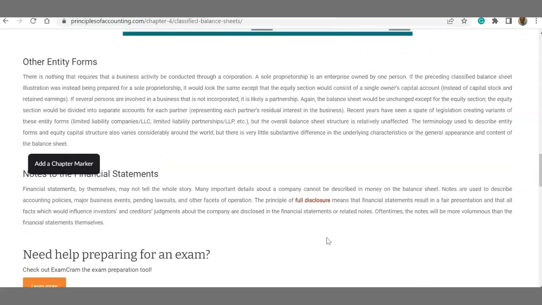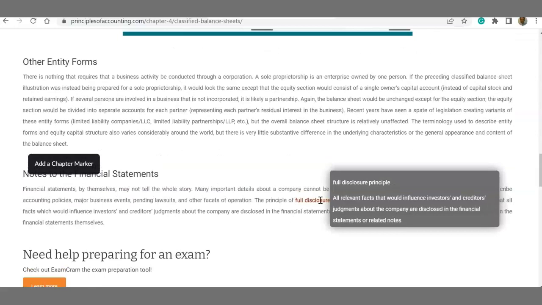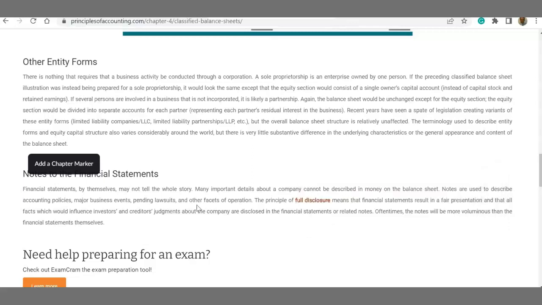And there are also notes to financial statements. Those follow the full disclosure principle, which says all relevant facts that would influence investors' and creditors' judgment about the companies are disclosed in the financial statements or related notes. And that's where the full disclosure principle comes to life, in the notes section of annual report financial statements.